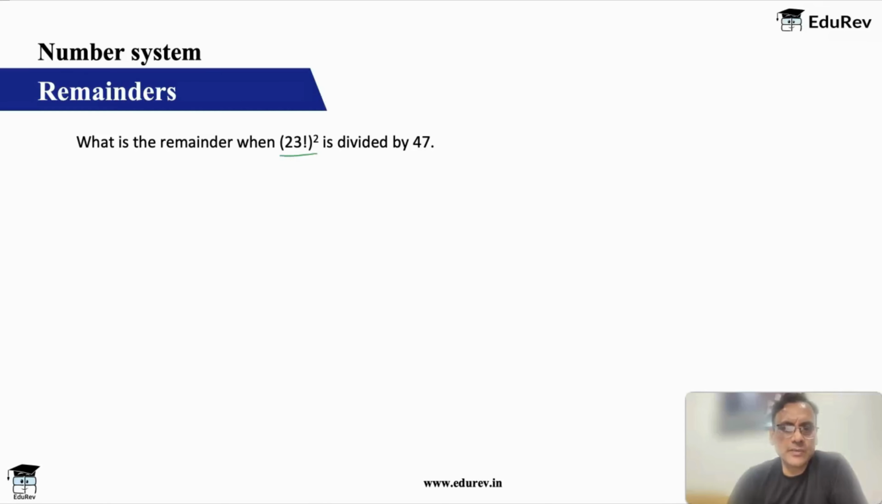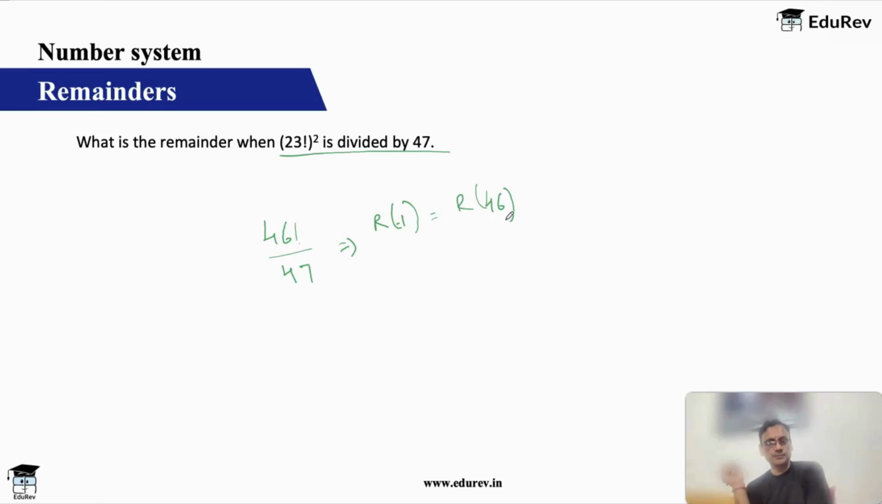So what is the remainder when 23 factorial squared is divided by 47? Now you can see that again we are very far, but because there is a factorial, this has to use Wilson's theorem, because the divisor is a prime number. From Wilson's theorem, you know that 46 factorial upon 47 will give you a remainder of 1, right? No, not 1. It will give you a remainder of -1, or a remainder of 46. This is what we know.